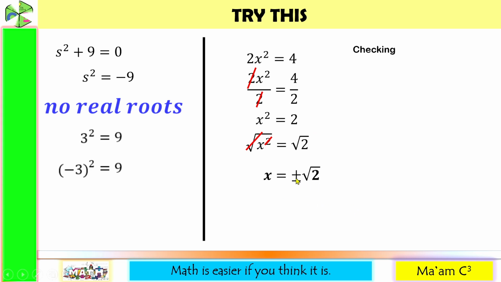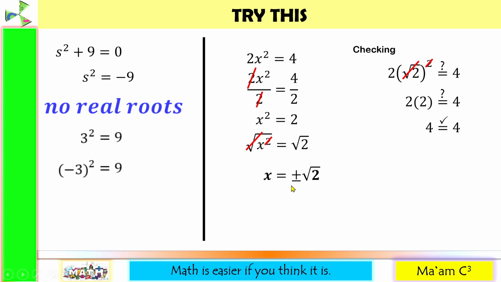First, let us substitute positive square root of 2 in our original equation. So this will become 2 times square root of 2 squared is equal to 4. Are they equal? This square root and the exponent 2 will simply cancel out. 2 times 2 is equal to 4. Are they equal? 2 times 2 is 4, and yes, they are equal.